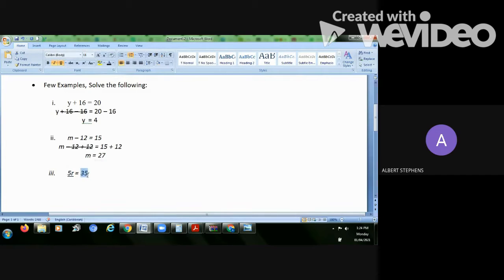So we divide by what? 5. Right, we divide both sides by 5, not true? So this 5 here will cancel out that 5. See that? And then therefore R is equal to what? 7.